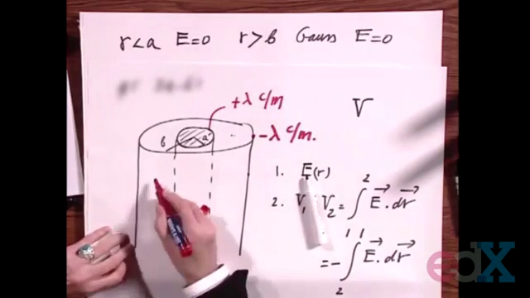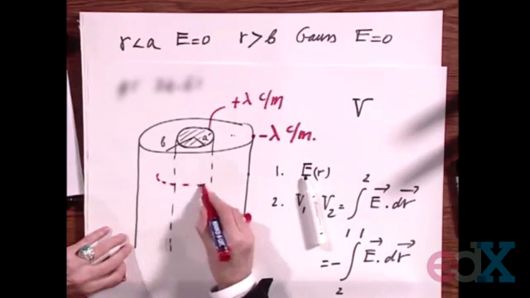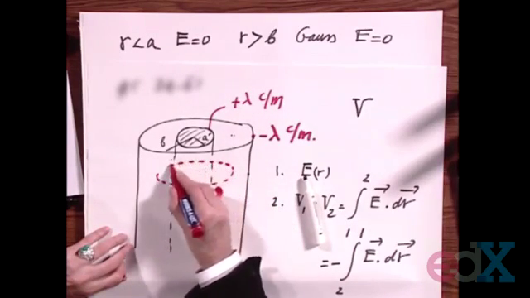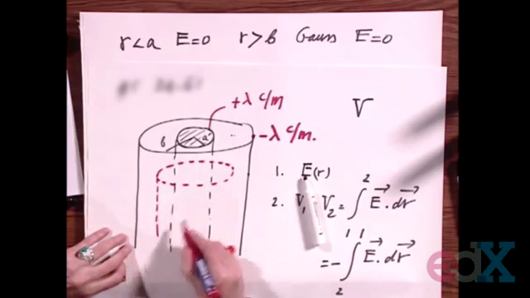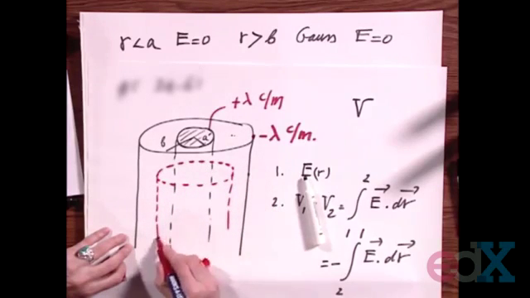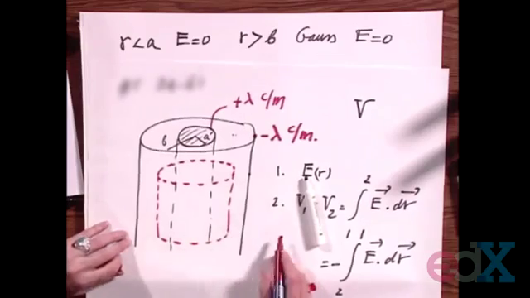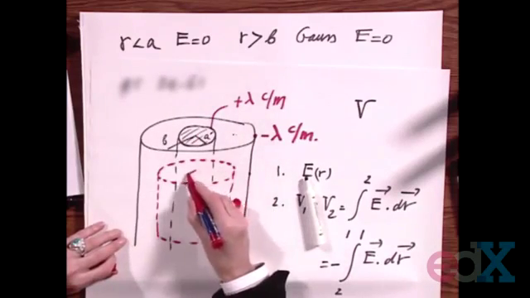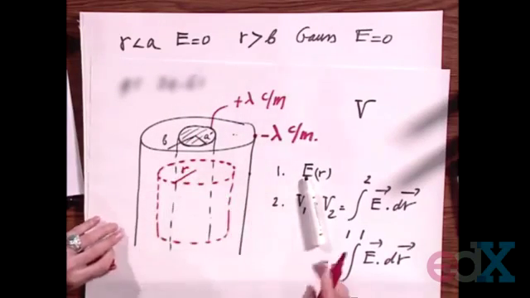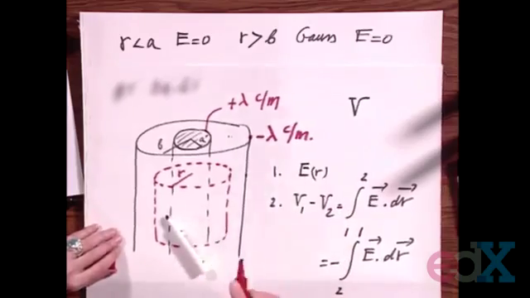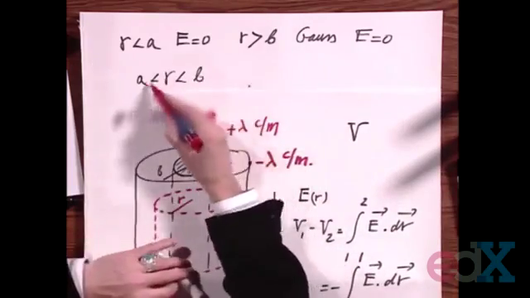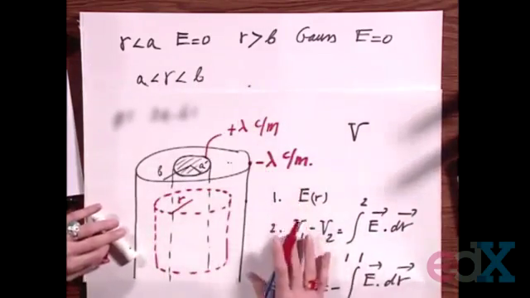Well, inside this vacuum, I produce a Gaussian cylinder, coaxial. It has radius r, and the radius is larger than a and smaller than b.